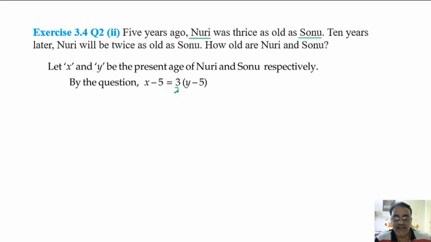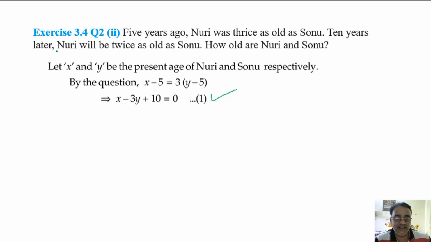So this becomes 3y minus 15. Okay, so shift 3y to this side, minus 3y. If you shift minus 15, then it will become plus 15. That is x minus 3y plus 10 is equals to 0, or x minus 3y is equals to minus 10. You can write either. So whether this equation is clear? Yes, sir. Next one.